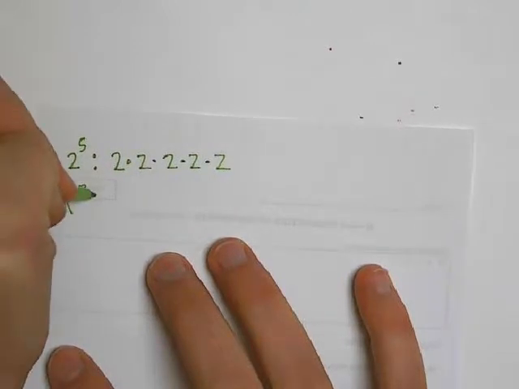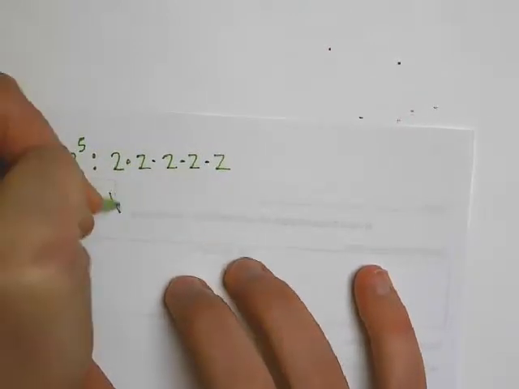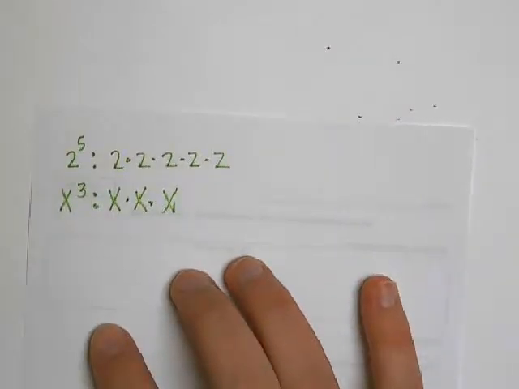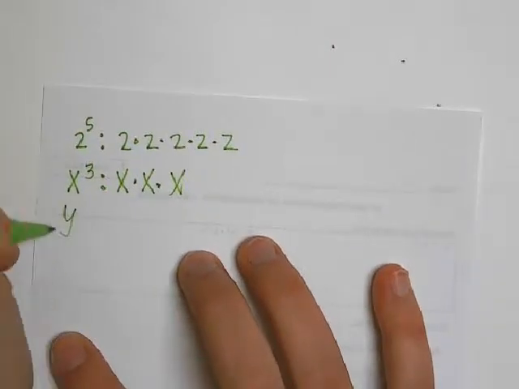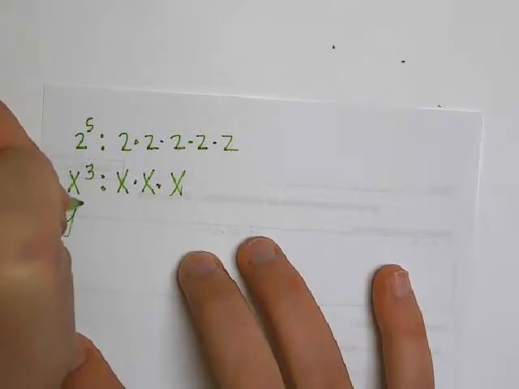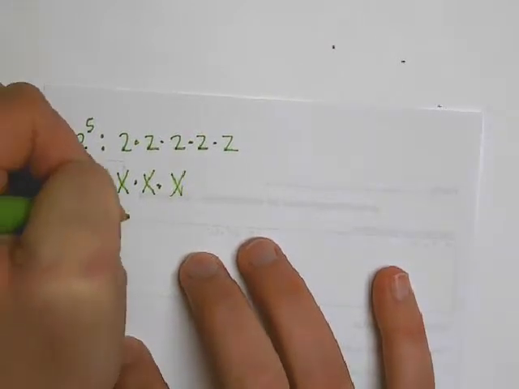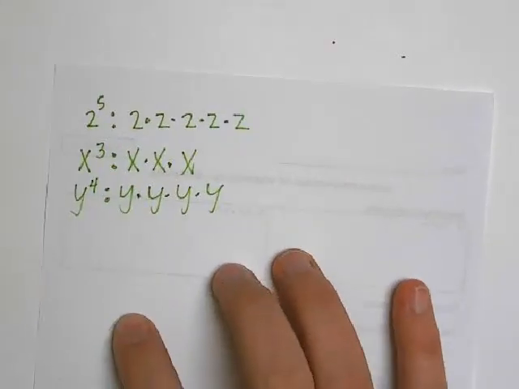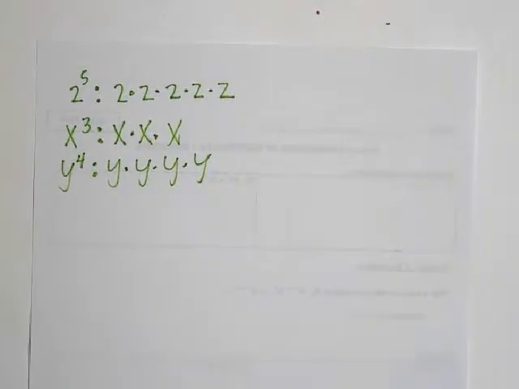What if I had something like this? X to the 3rd power. X times X times X. What if I had Y to the 5th? Y times Y times Y times Y times Y. One more.